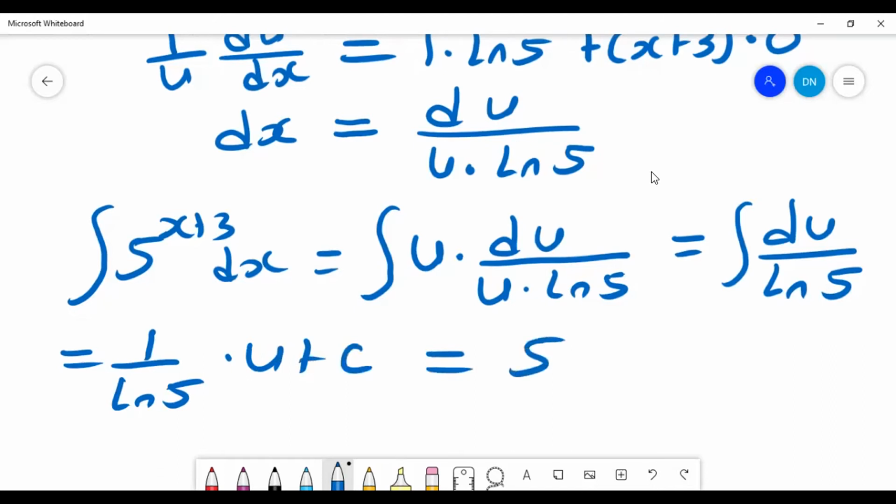U is 5 raised to power x plus 3, then divide by ln of 5, then plus c as a constant. So that is how we would have integrated, or that's how we approach these type of problems.